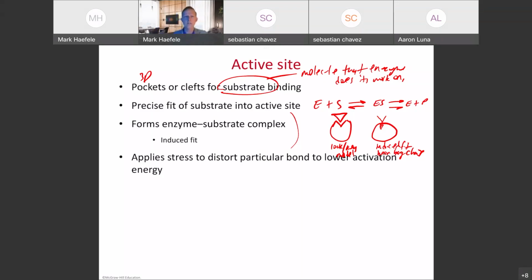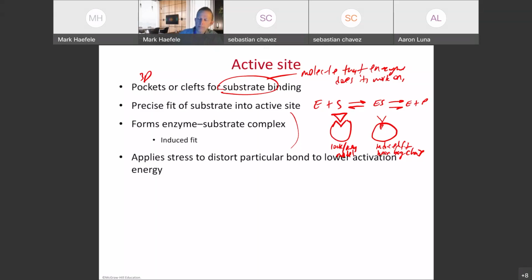Basically, the beanbag chair is amorphous, and I induce the shape on the beanbag chair. So the beanbag chair acquires its shape. That is to say, the pocket that accepts me is being induced. The active site is being induced by me. That's what induced fit is. So this is a beanbag chair mechanism.